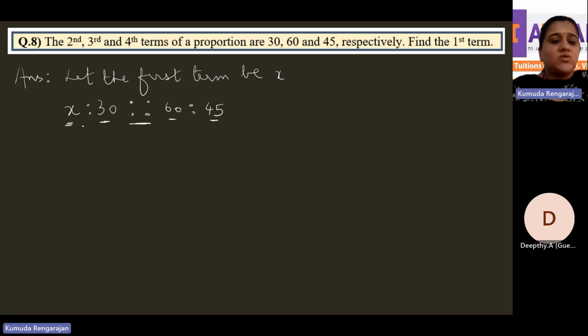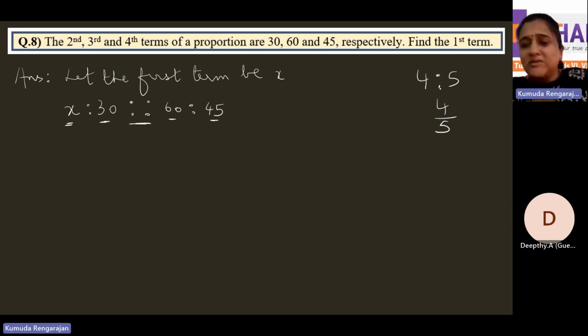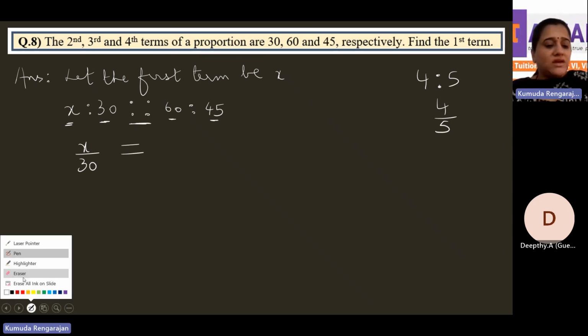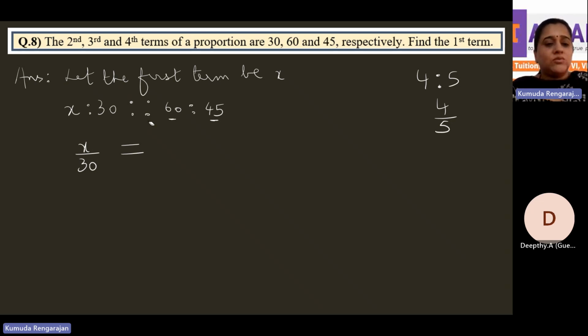So now how do you work this? See here, 4 is to 5 is nothing but 4 by 5. "Is to" is nothing but division. So 4 is to 5 is nothing but 4 by 5. Similarly, x is to 30 can be written as x by 30, and "is to" can be written as equal to. Then 60 is to 45 can be written as 60 by 45.